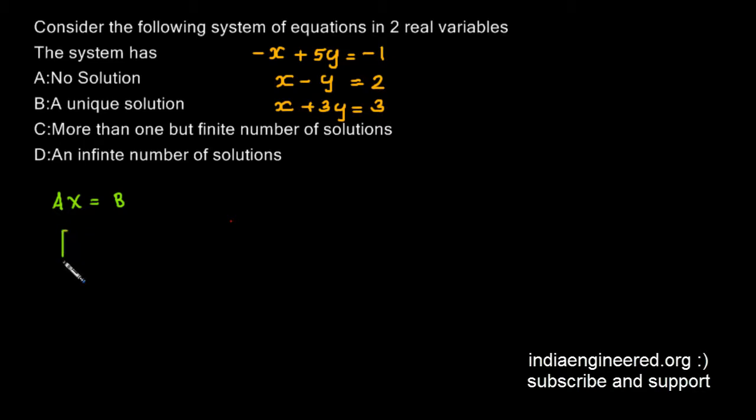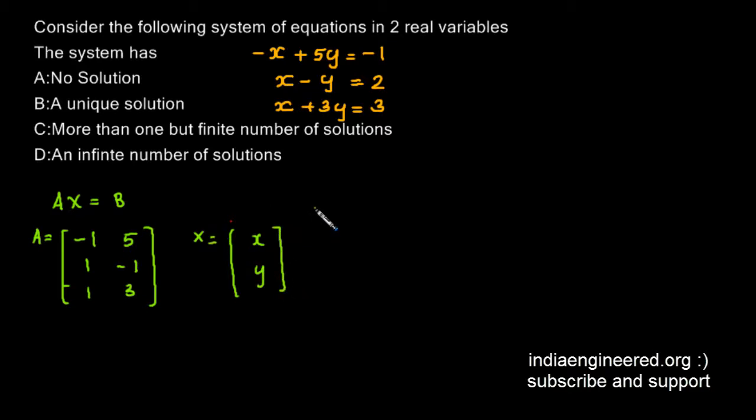or rewrite these equations in the matrix form, and the matrix will be -1 5, that is the coefficients of the first equation, the coefficients of unknowns in the first equation, 1 -1 and 1 3. This is the matrix A. Now X is the matrix of unknowns, that is X and Y. And what is B? B is the matrix of the result, that is -1 2 3.